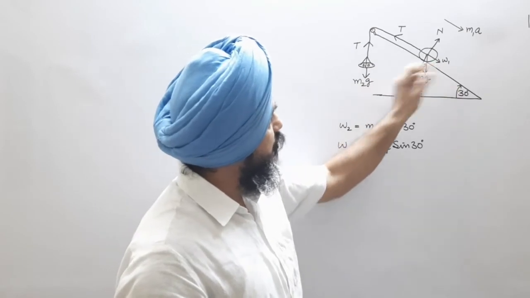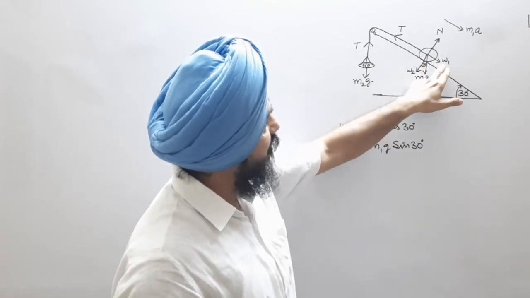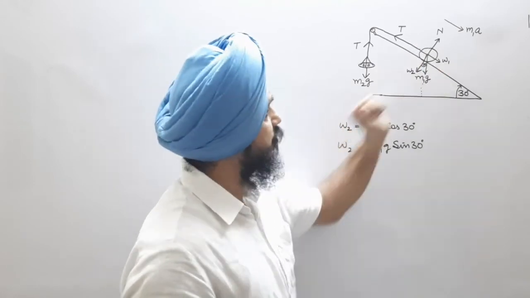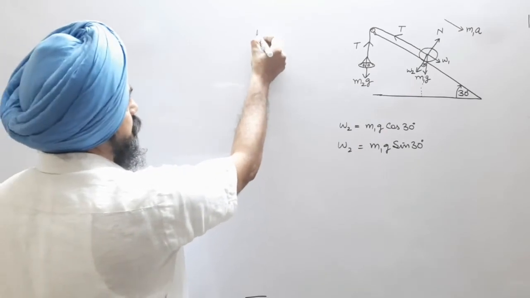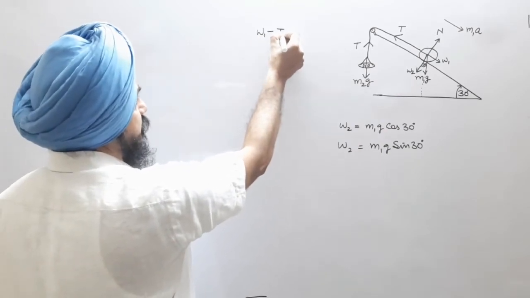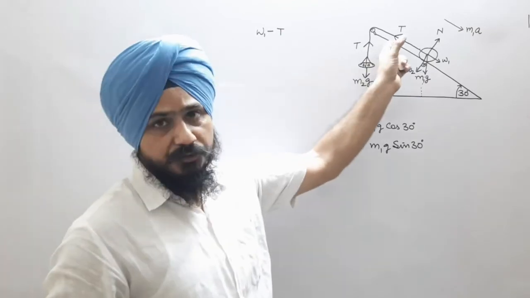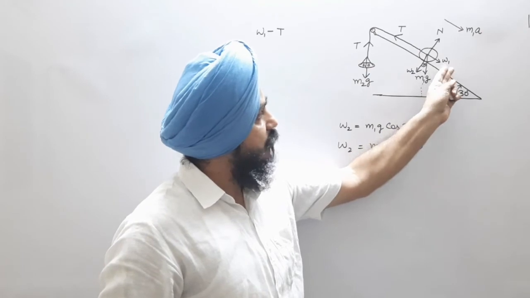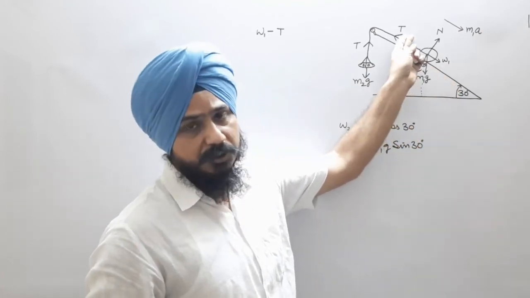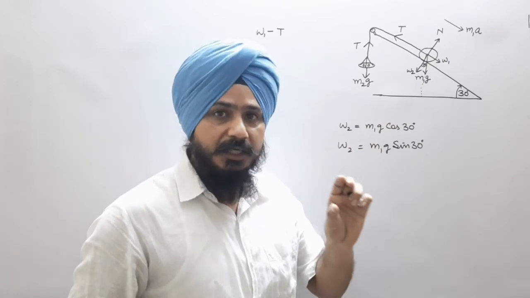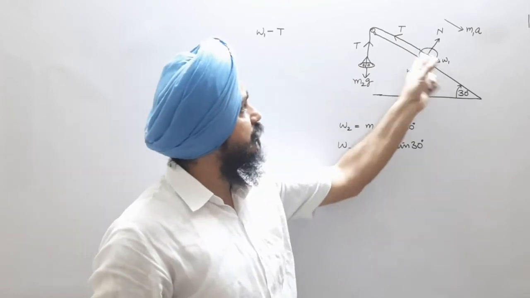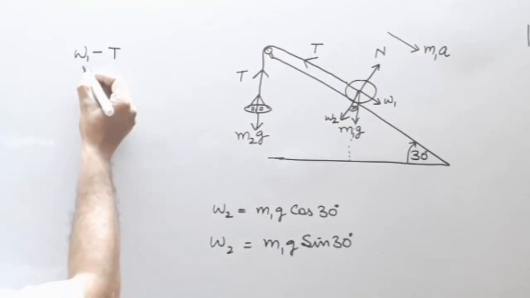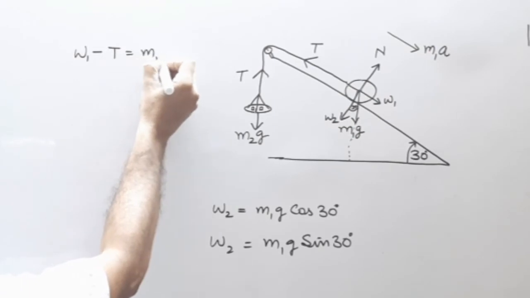So writing the equation of the roller, W1 will be more than the tension. So that will be the cause of its downward motion. So W1 minus tension. Tension is also a force, weight is also a force. If the weight force W1 exceeds the tension force, the difference between W1 and T will determine M1A. So W1 minus T will be M1 times A.